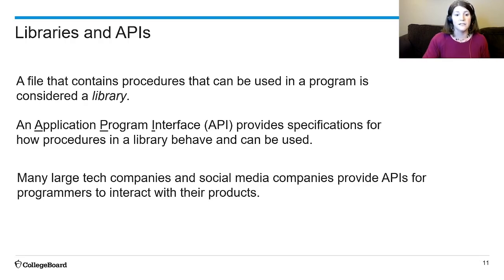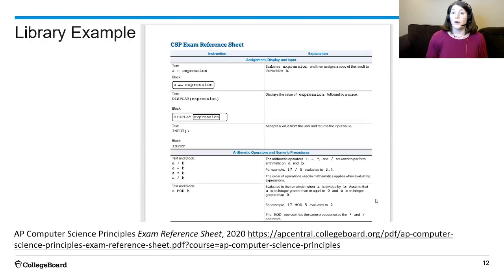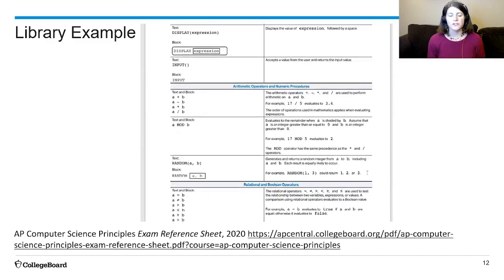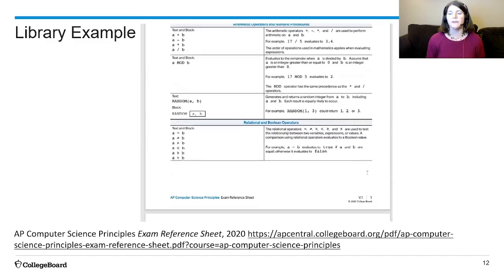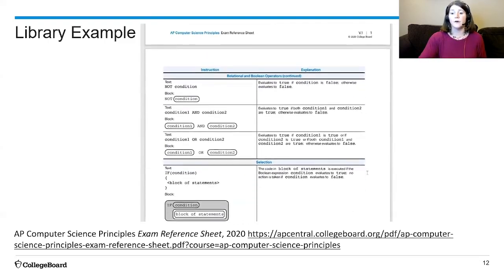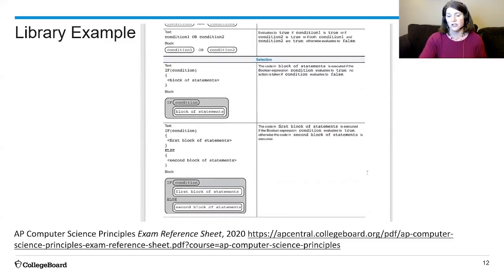Many large tech companies and social media companies provide APIs for programmers to interact with their products. And many programming languages have their own API so that you know how to interact with that programming language and you don't have to become an expert in every language there is. A perfect example of a library is the exam reference sheet that you can see here. We saw the robot code earlier, but there are a ton more items on the exam reference sheet. And this is an example of the code that you can use and how it is used.